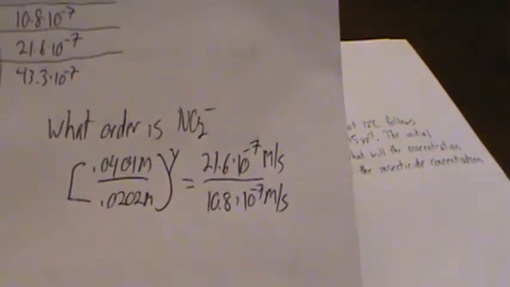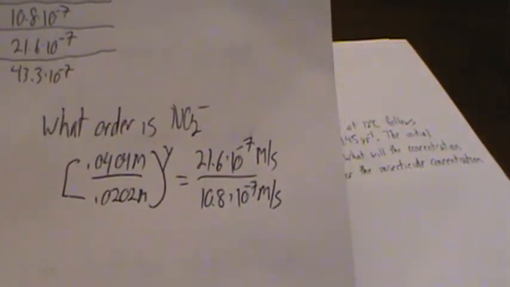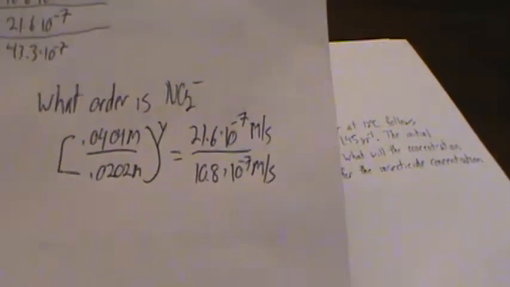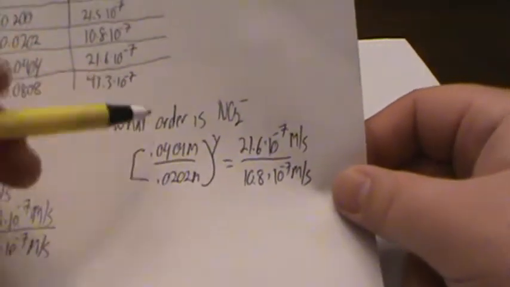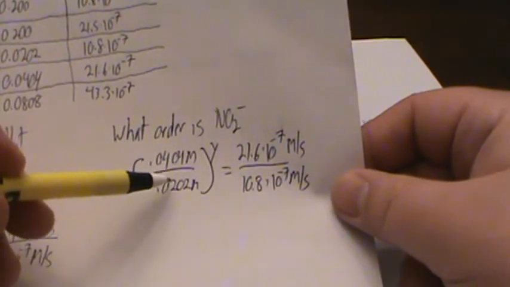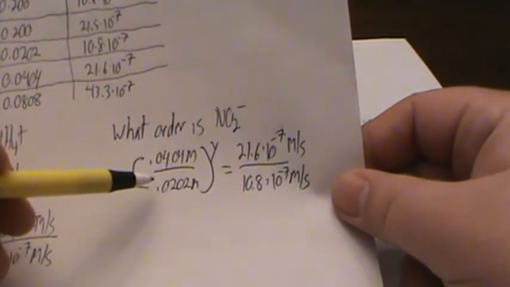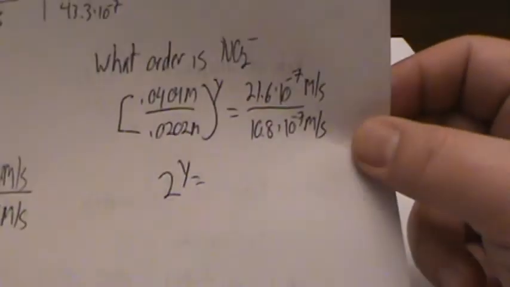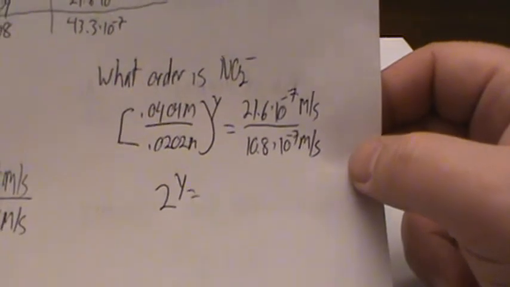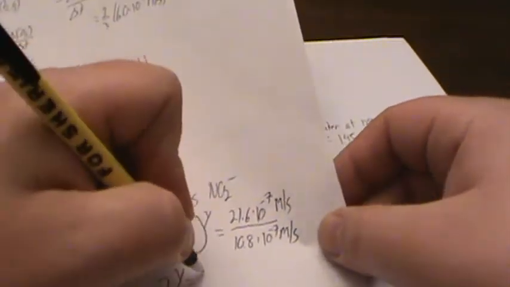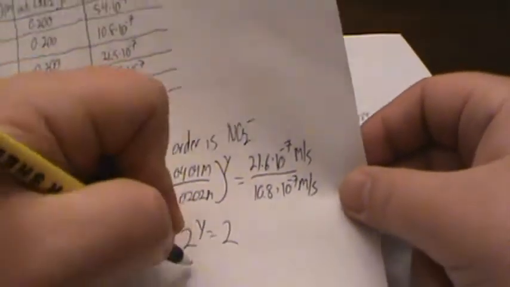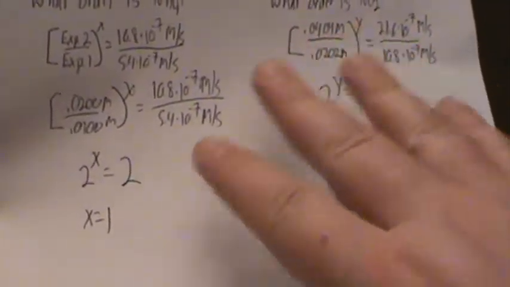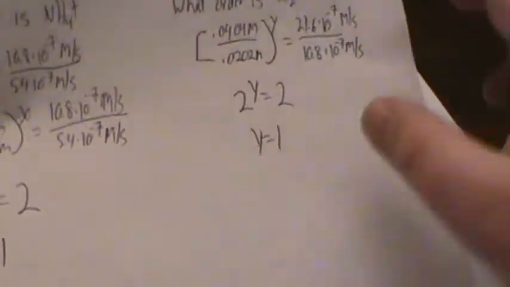So that's the observed initial rate, the change in concentration over time. Okie dokie, so 0.0404 divided by 0.0202 is 2. Now 21.6 divided by 10.8 is going to turn into 2 as well. So once again, y is equal to 1. So both of our reactants in this reaction are first order.